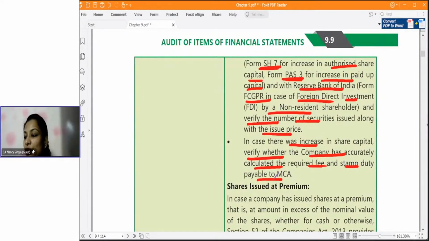Quickly, all of you reply whether whatever we have done with respect to the existence, completeness, valuation assertions of share capital, whether it is clear or not. Quickly send in your replies.